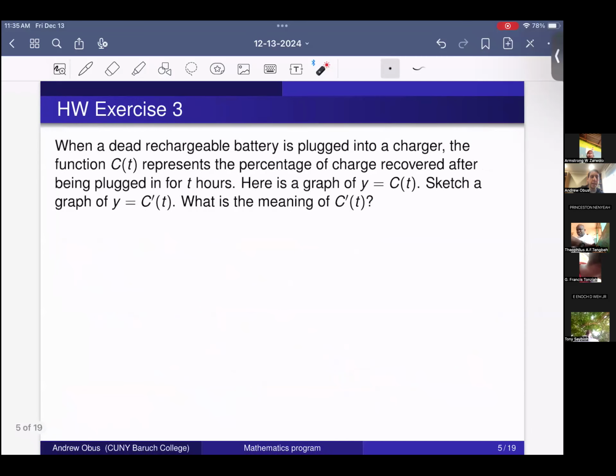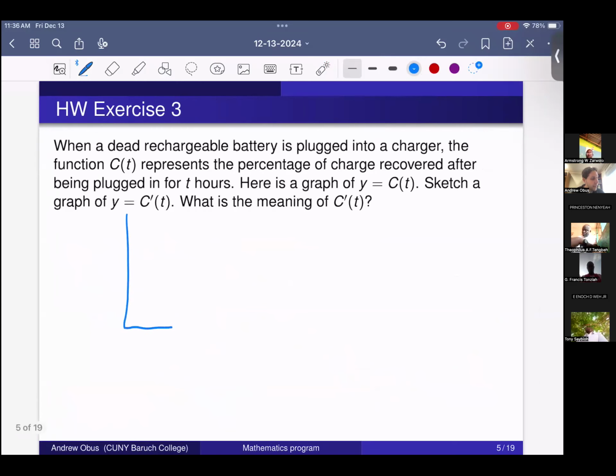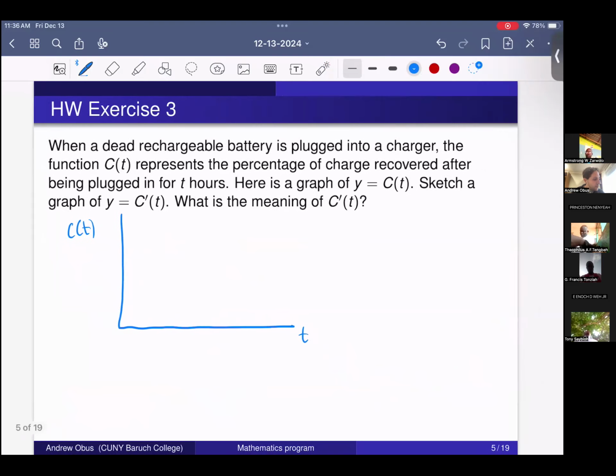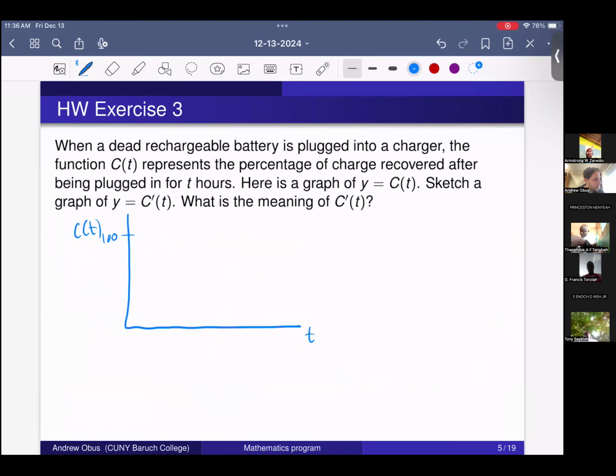Okay, exercise 3. So we have a dead rechargeable battery plugged into a charger, and the function c of t represents the percentage of the charge recovered after being plugged in for t hours. So let me say here's c of t, and this is t, and this is going to be 100%, and this starts off at 0, and the function is going to look kind of like this. So here is the graph of C of t.